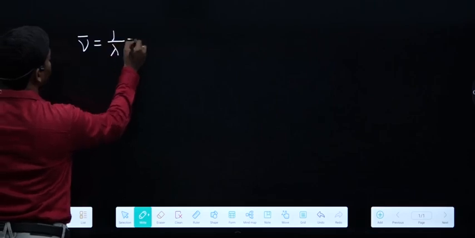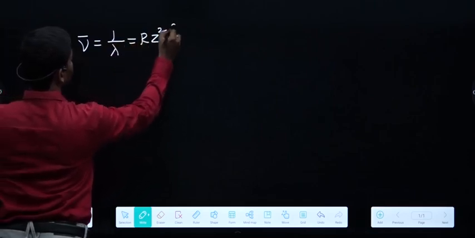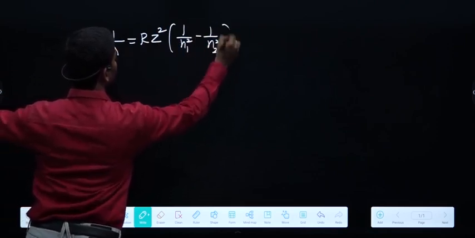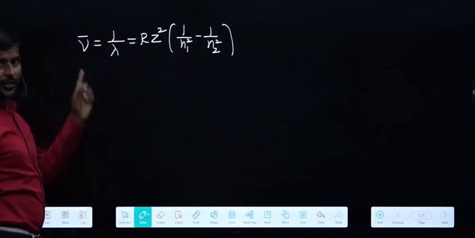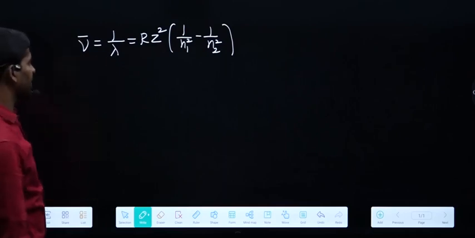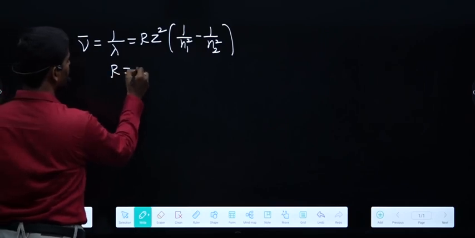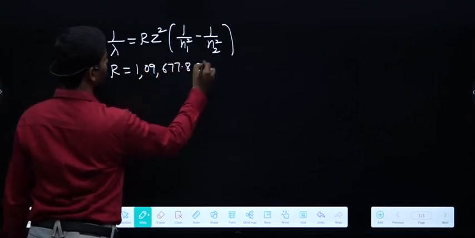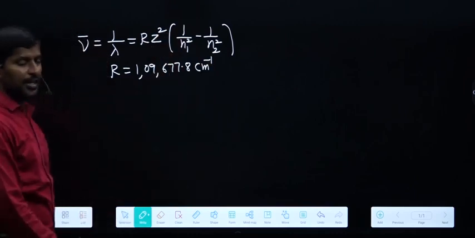Next one, to calculate wavelength or wave number of each line, Rydberg proposed an equation. This is the equation: R Z square into 1 by n1 square minus 1 by n2 square. By using this, we can calculate wavelength or wave number of each line in each series. R is called Rydberg constant. Its value is 1,09,677.8 centimeter inverse.